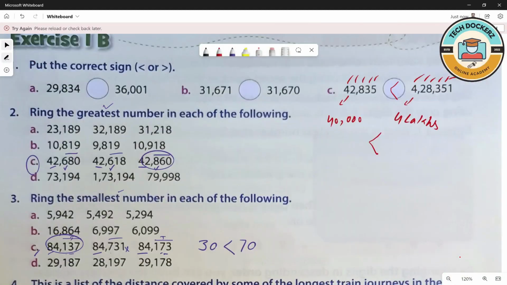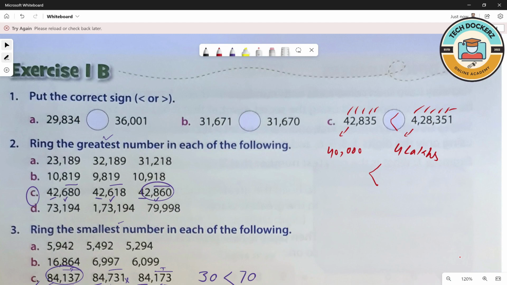As I said earlier, to solve such questions, we must start with the place value chart, because the place value chart makes it very easy to compare and arrange numbers in ascending or descending order. So let's move to the next topic, which is building the numbers, and then we will solve exercise number 1C.